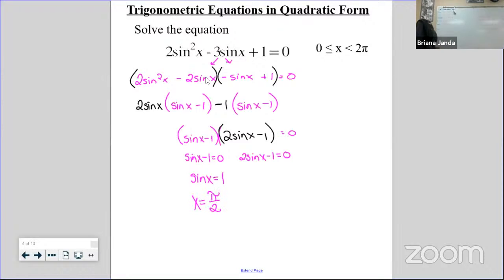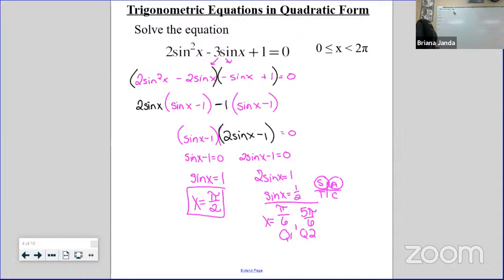Over here, we would continue to solve. Add 1, divide by 2. Sine of x is positive in quadrants 1 and 2. So from this side, I should get an answer in quadrant 1 and quadrant 2. The reference angle that gives us a sine value of 1/2 is pi over 6. And then the pi over 6 that puts us into quadrant 2 is 5 pi over 6. Questions?